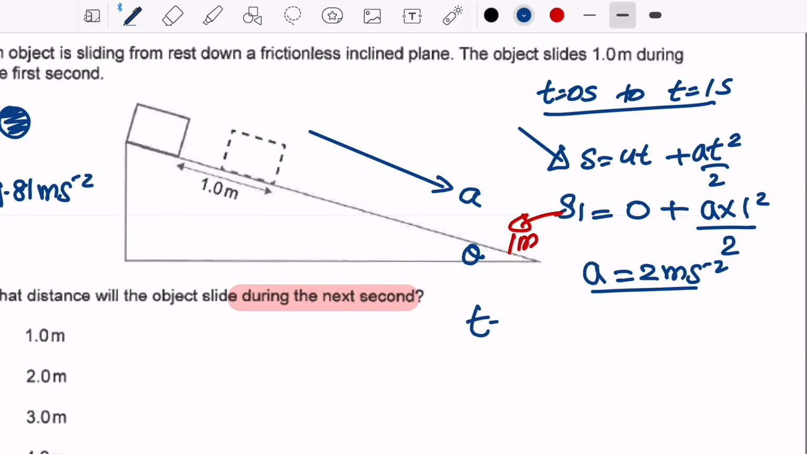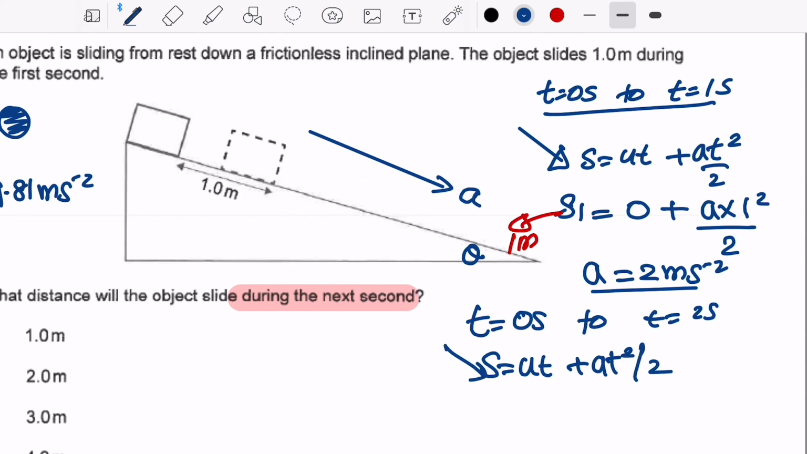Now let's think about time equals 0 seconds to time equals 2 seconds all the way. I write the same equation, S equals ut plus at squared over 2. Let's say S2 is 0 plus acceleration, we know, right, 2 times 2 squared divided by 2. This gives the distance traveled from 0 to 2 as 4 meters.